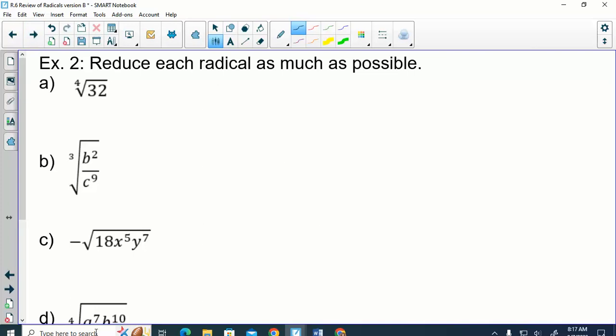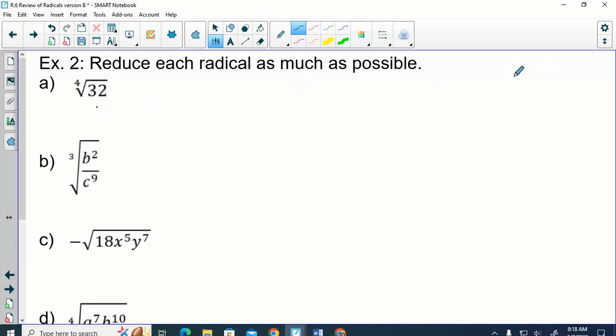So let's look at this one. I want to reduce all of these radicals. The 4th root of 32. Does anything to the 4th power equal 32? No. So we have to break that down.